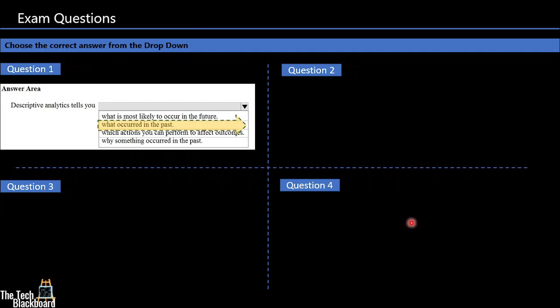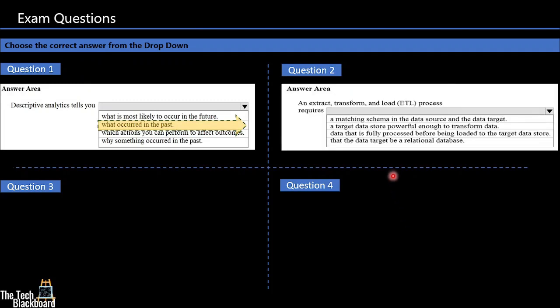Now let's come to our second question. Our second question talks about ETL process. It says an extract, transform and load process requires. So we have to tell what should be selected in order to fulfill this sentence. Let's start by looking at the options. A matching schema in the data source and the data target. Well, both the schema in data source and data target need not be the same, because of course when you load the data, transform the data, the schemas can be different. So this doesn't seem to be the right answer.